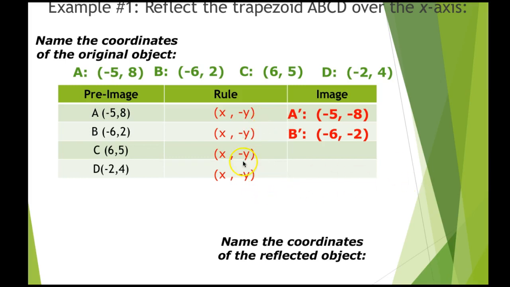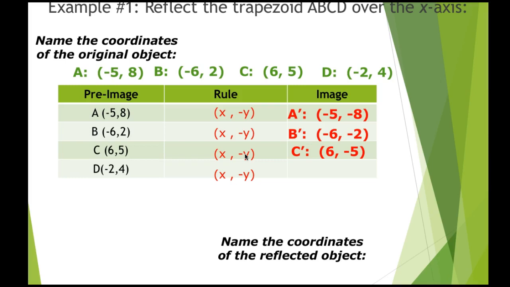C. Looking at C. Is x going to remain the same? Yes, it is. We're going to do the opposite of y. What is the opposite of 5? -5. Therefore, C prime is (6, -5). Let's go to that last one.